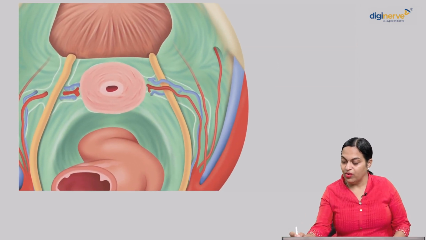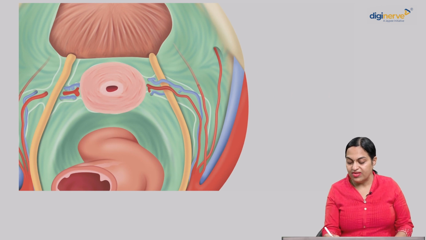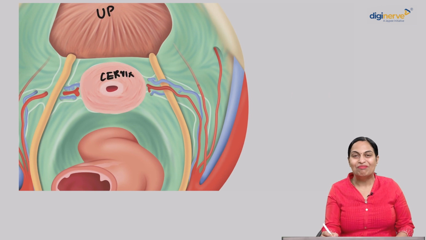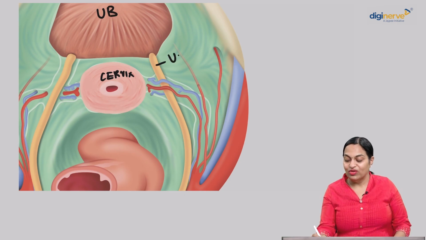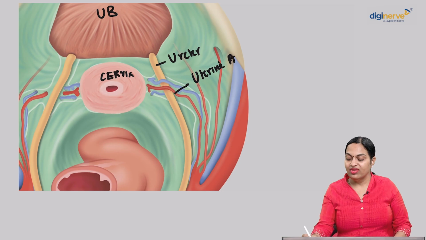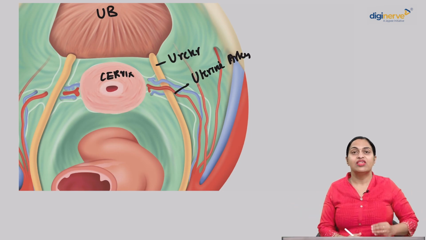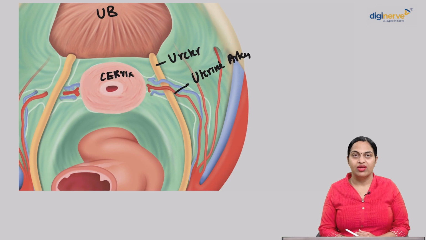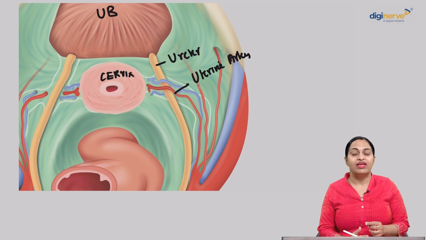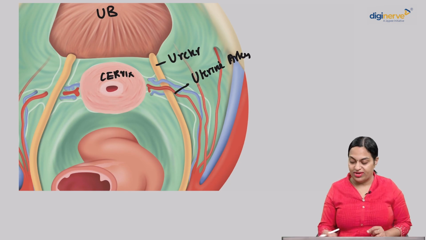So here, can you appreciate? So this is the cervix here. This is the urinary bladder, the ureter. Can you appreciate the uterine artery? Yes, crossing the ureter from lateral to medial. This relation is very, very important during any surgery over the uterus, hysterectomy, and when we ligate the uterine artery, care should be taken not to injure the ureter.